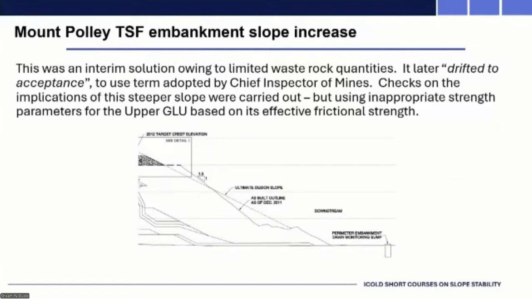Yeah, so I think the Chief Inspector of Mines used the term drifted to acceptance. I think the normalization of deviance is probably a more all-encompassing term. But again, they were probably checking the foundation strengths based on effective stresses, not taking account of the normal consolidation and the resulting undrained strength ratio.